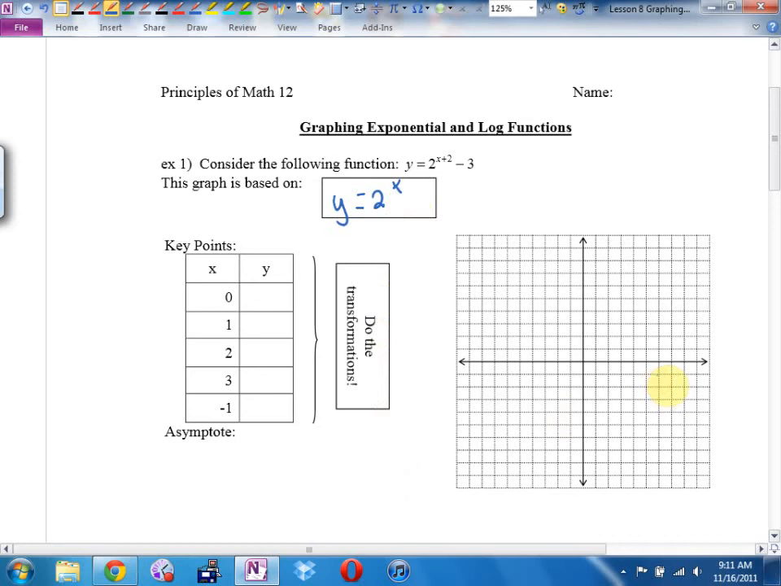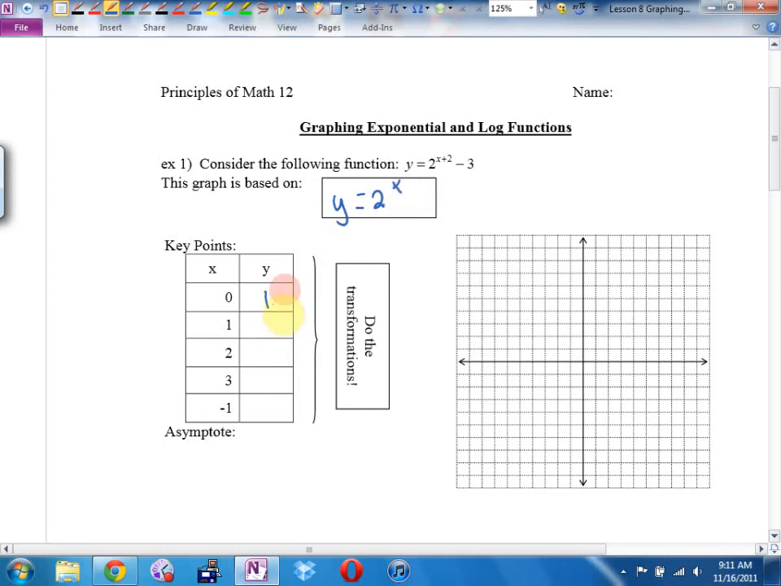In other words, I'm going to plug in a 0 right there. When x is 0, what's y? What's 2 to the 0 power? 1. I know that when x is 0, y is 1. That's on the original. I'm not going to put this on my graph paper because it's been moved around. Put a 1 there. What's 2 to the 1?